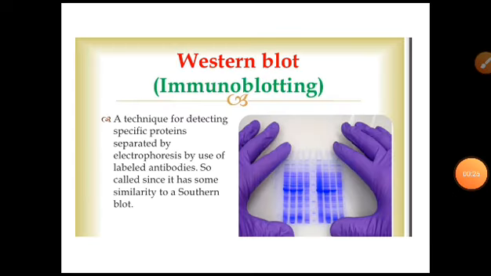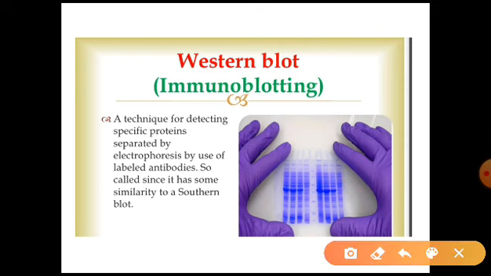So here in this technique for detecting specific proteins separated by electrophoresis with the use of labeled antibodies, so called since it has some similarities to the Southern blot test.